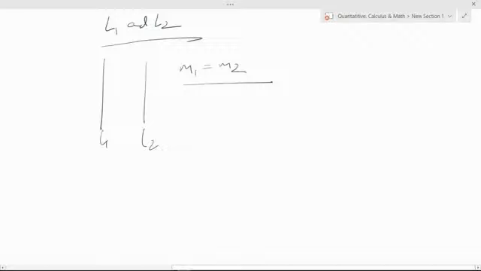Now here are two critical concepts. When two lines are parallel, let's say L1 and L2, the slope of this line M1 is equal to M2. So this is a fair idea of how it is.